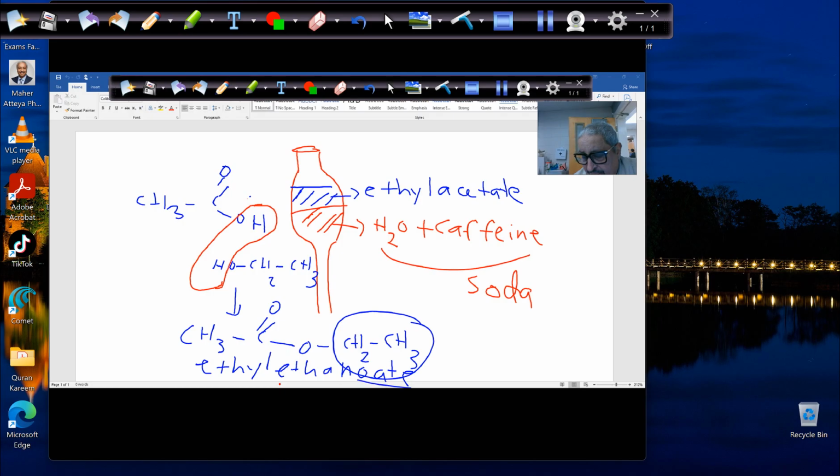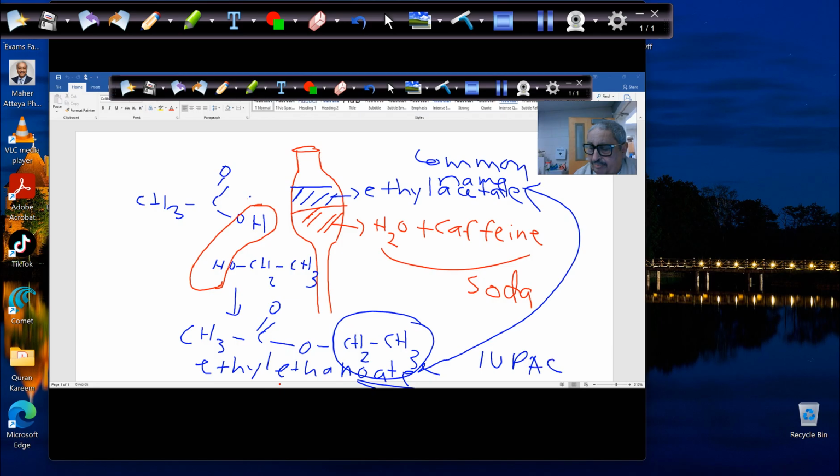And this is called ethyl ethanoate or ethyl acetate. Ethyl ethanoate is the IUPAC name, and that's the exact name. And the common name is ethyl acetate. So that's a solvent. Caffeine is highly soluble in it, more than in H2O. So we can use this fact to separate both, to extract caffeine out of H2O.